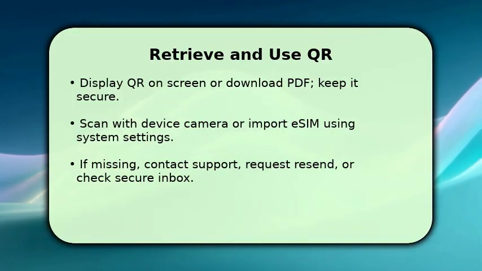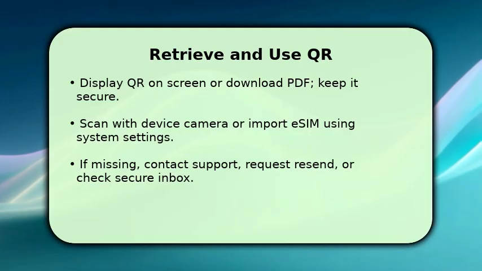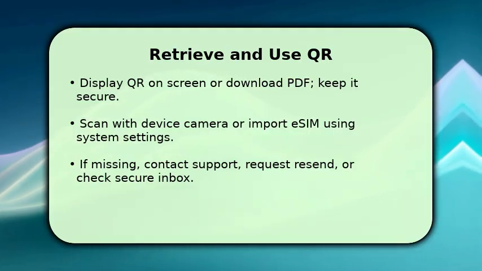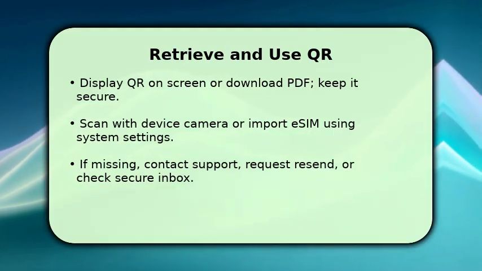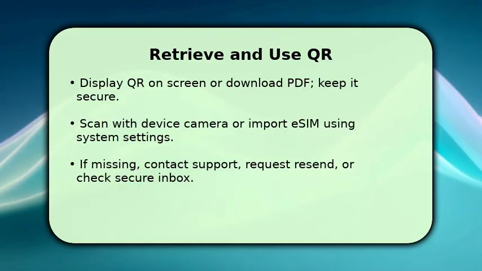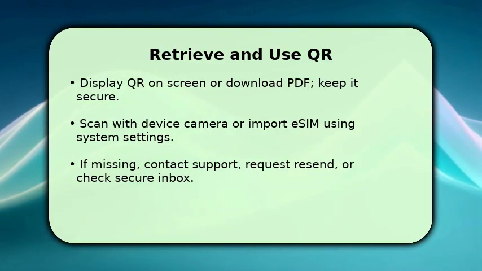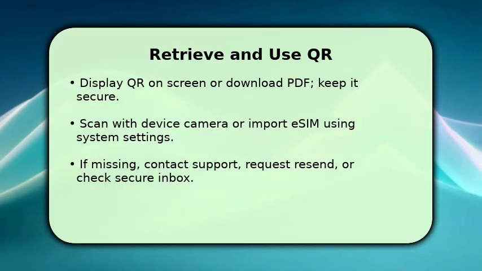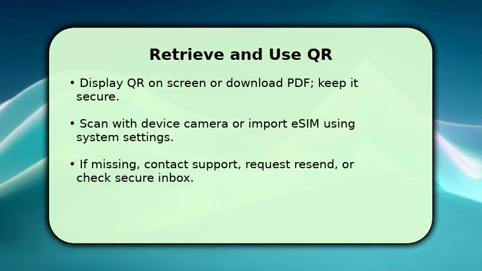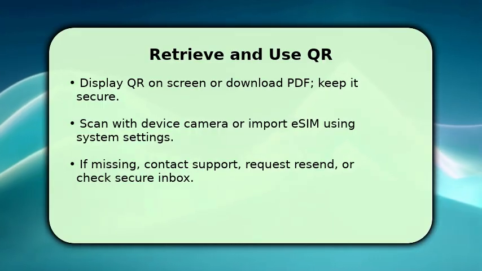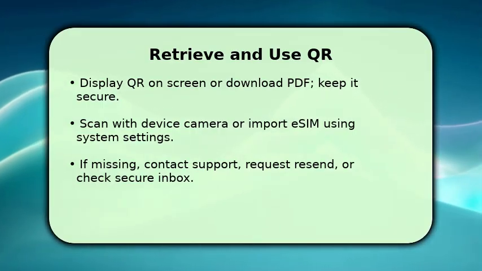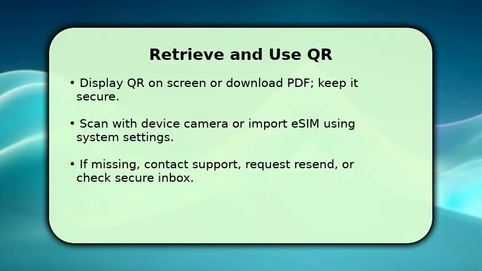To install, open your phone's cellular or eSIM settings and choose Add Cellular Plan, then scan the provider's QR or import the downloaded file. Make sure to follow on-screen carrier prompts and restart if required. If the QR isn't visible, contact provider support to request a resend or check your secure inbox. Key troubleshooting: clear app cache and retry sign in before.